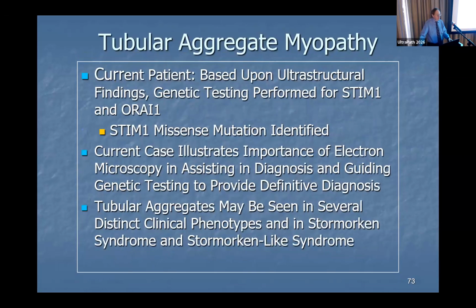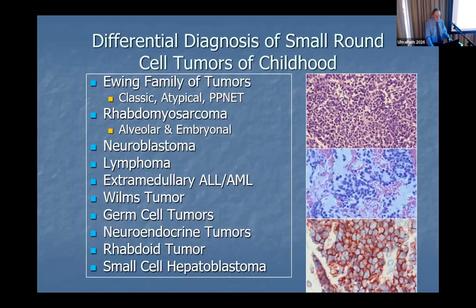So the current patient, based upon ultrastructural findings, underwent genetic testing for STIM1 and ORAI1, and a STIM1 missense mutation was identified in this person. This really illustrates the role of electron microscopy in primary diagnosis and in guiding genetic testing in particular. The other thing is, these tubular aggregates may be seen in several different phenotypes, and may actually be involved with specific syndromes that we should be aware of.